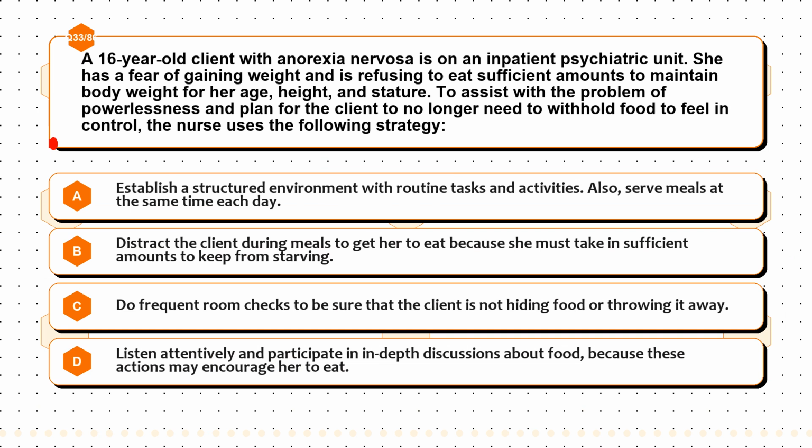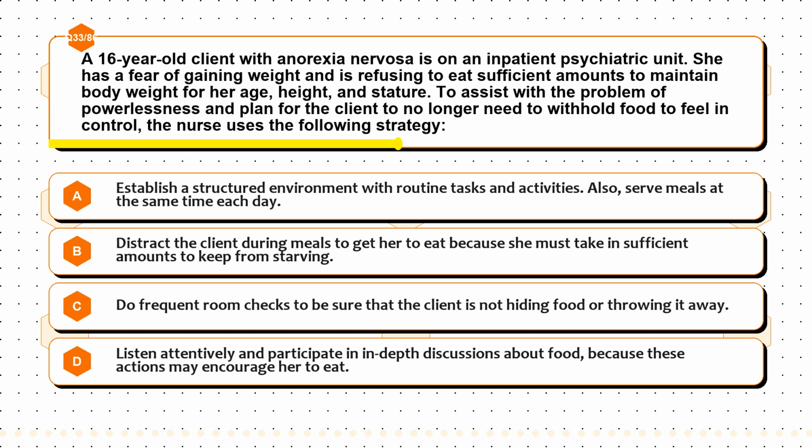Question 33. A 16-year-old client with anorexia nervosa is on an inpatient psychiatric unit. She has a fear of gaining weight and is refusing to eat sufficient amounts to maintain body weight for her age, height, and stature. To assist with the problem of powerlessness and plan for the client to no longer need to withhold food to feel in control, the nurse uses the following strategy. Here are the options.